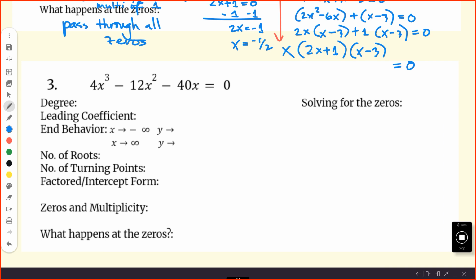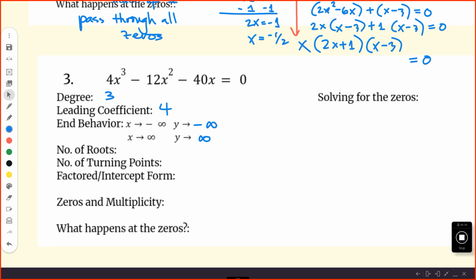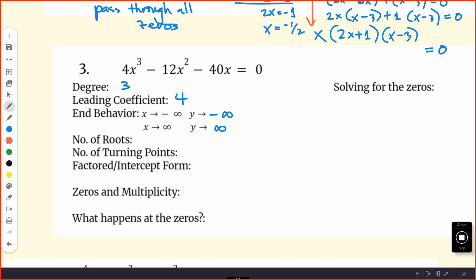All right, so this one is the same thing, right? Because the degree is what? 3. We got 4x cubed minus 12x squared minus 40x equals 0, so degree is 3. The leading coefficient is 4, so it's also odd positive. And so at the left side, it goes down, it falls. And at the right side, it goes up, it rises, so it goes to positive infinity. All right, so again, think of this as that, right? So negative infinity at the left, positive infinity at the right.